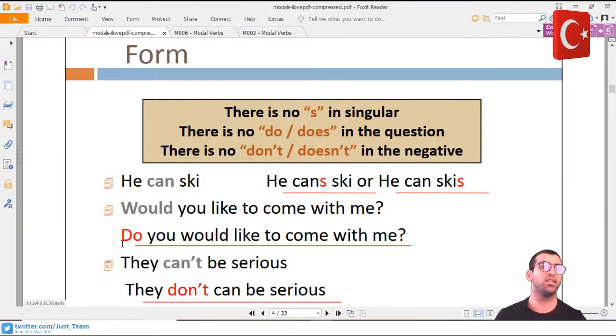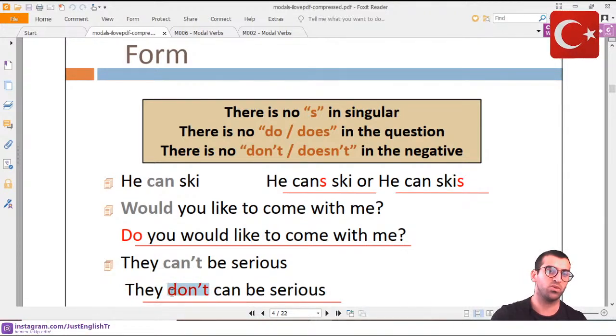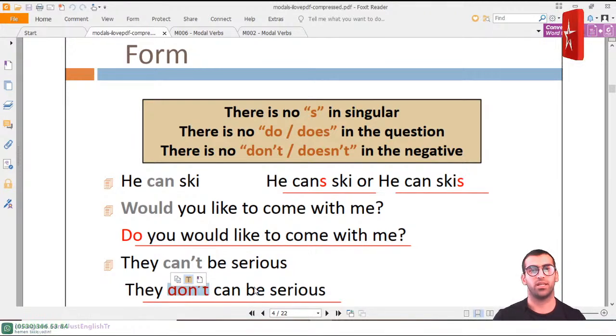For example, they can't be serious. Okay, they can't be serious. "They don't can be serious" - this, the second one, as you see, is totally wrong. Please keep in mind, don't use any auxiliary verb, any verb here, like in the negative or in the question, and don't use s in the singular. Okay, guys, be careful with this grammatical rule.